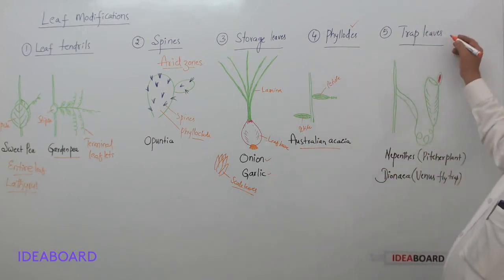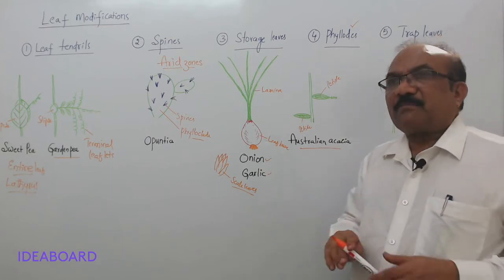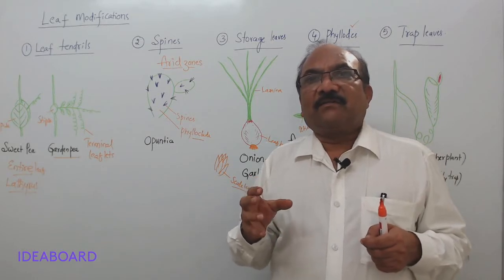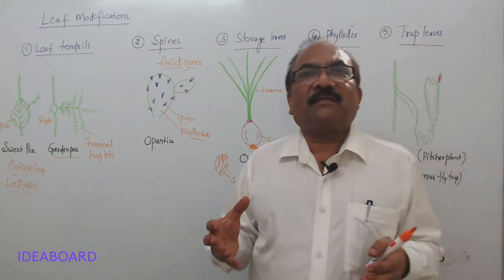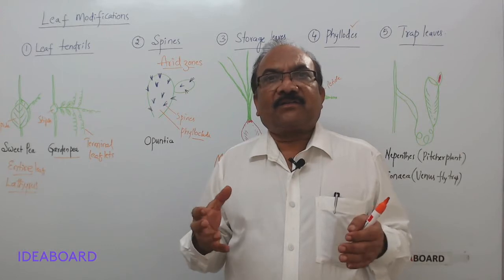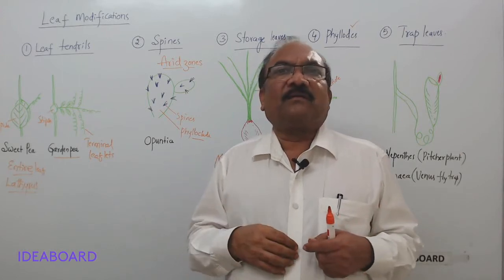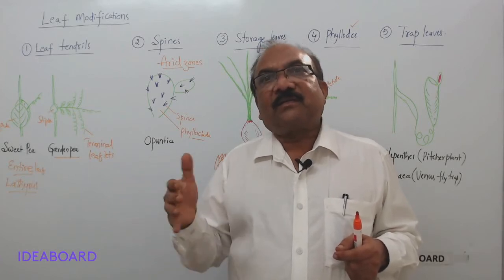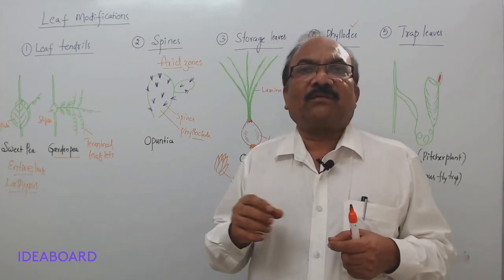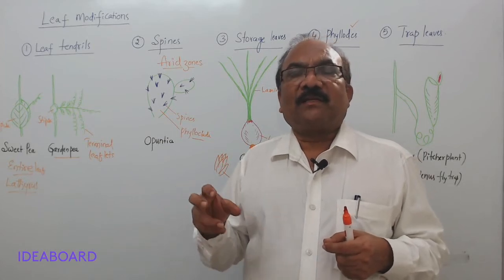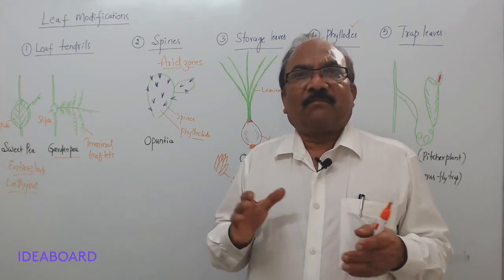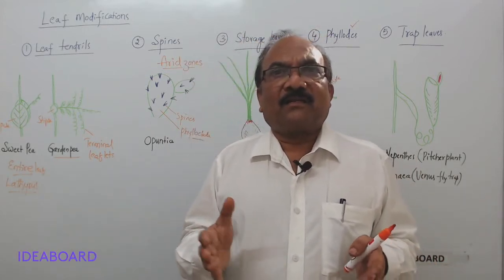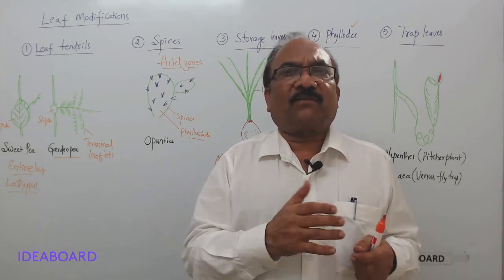So now when we come to the trap leaves, why are they called trap leaves? Because they trap the insects. I hope you are understanding. There are some plants which will trap insects and digest the proteins of that insect body as they are growing in nitrogen deficient soils, which are called boggy soils. And we call these plants insectivorous plants.